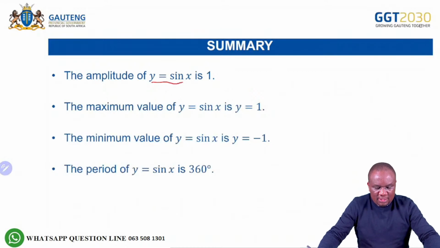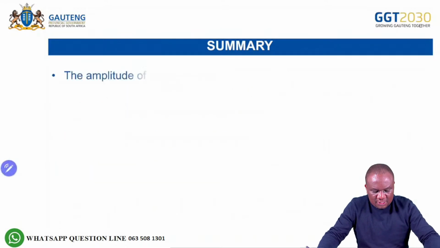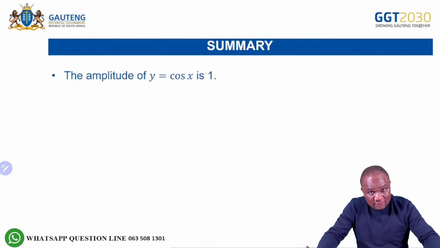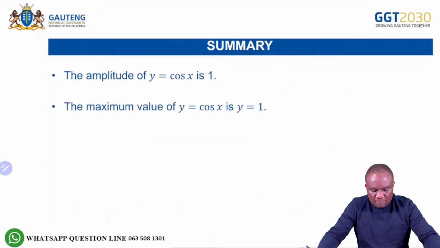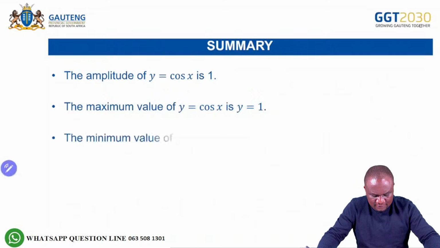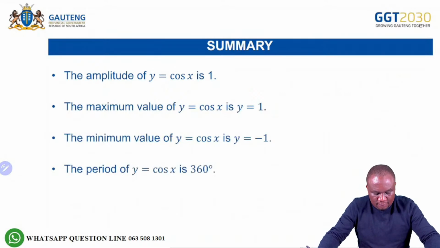Okay? And then we talked about the cosine graph. We said that the amplitude is 1. The maximum value of y is equal to cos x is at y is equal to 1. The minimum value of y is equal to cos x is y is equal to -1. And then the period of y is equal to cos x is 360 degrees.